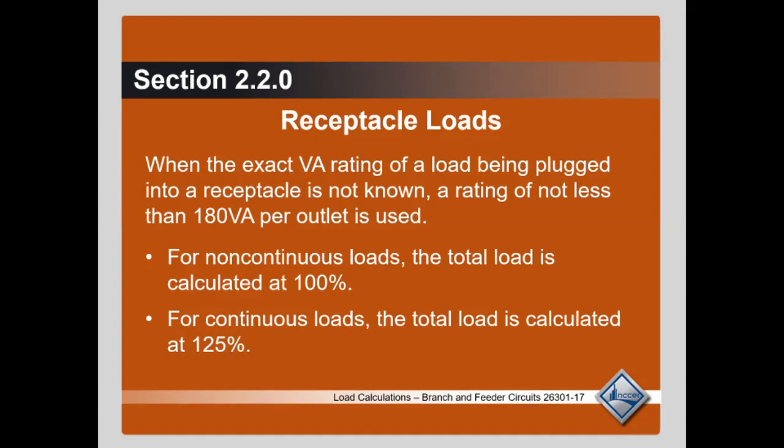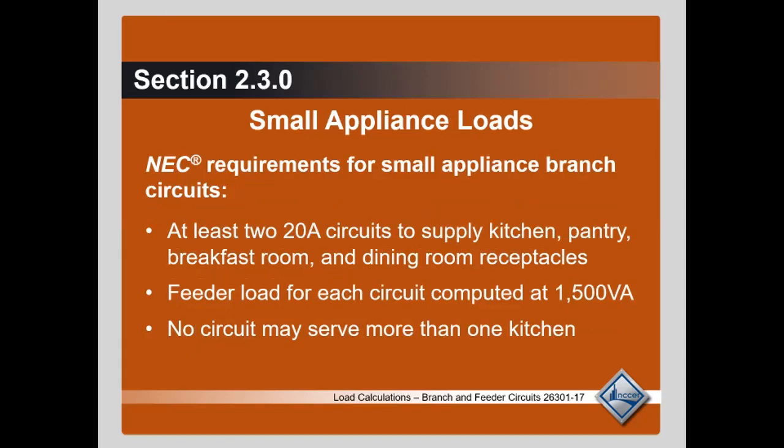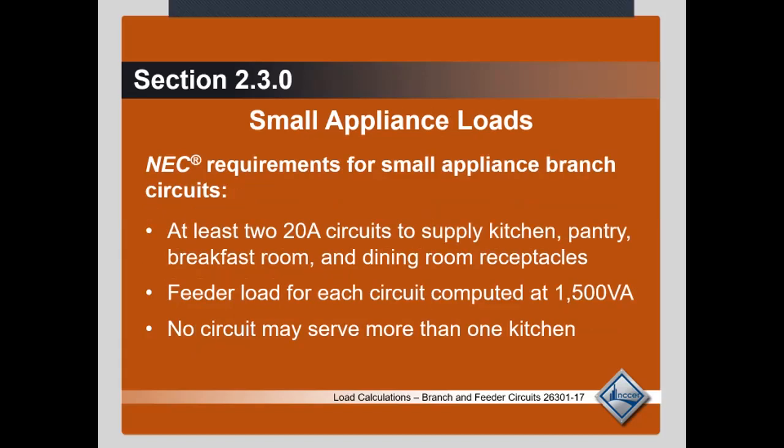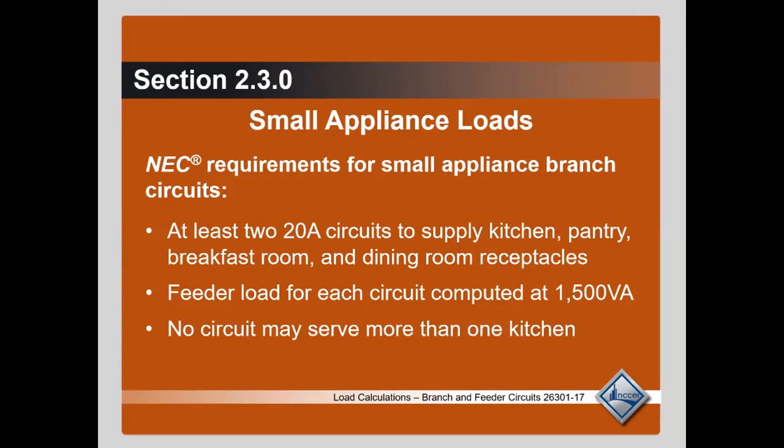So we obviously want to have a balanced load. If we don't know what that's going to pull, we just go ahead and anticipate it's going to pull 1.2 amps, just in general. At least 2 20 amp circuits for the kitchen. Okay, got two circuits. That's to include the pantry, breakfast room, and your dining room receptacles. Feeder load for each circuit computed at 1500 volt amps, and no circuit may serve more than one kitchen.